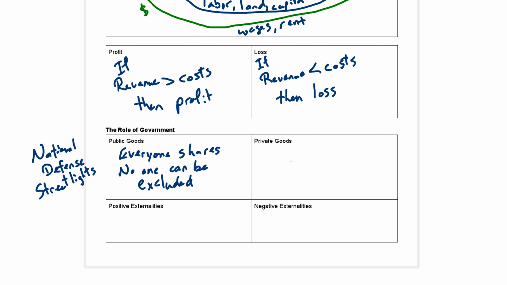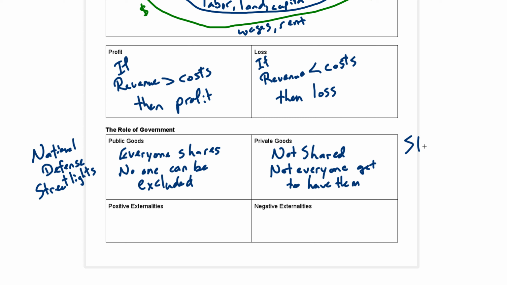Private goods, though, are different. These are not shared. And they are excludable, meaning not everyone gets to have them. You can exclude people from getting them, and it's usually because they can't pay. So think of like a slice of pizza.